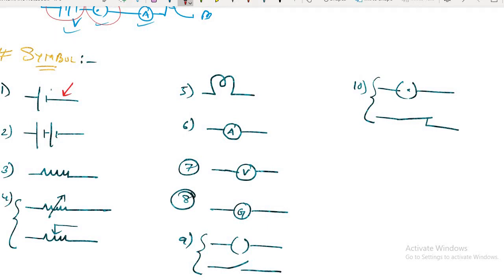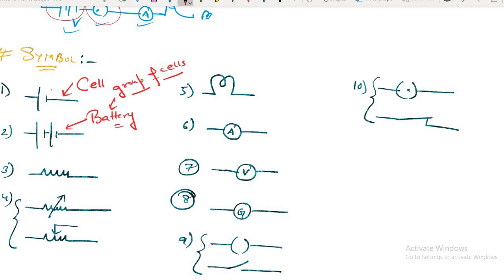So can anybody tell me what this is? The first one. Sir, an electric cell. Very good. So this is the symbol of a cell, and this is the symbol of a battery. So what is the difference between cell and battery? A battery is a combination of a group of cells. Very good.